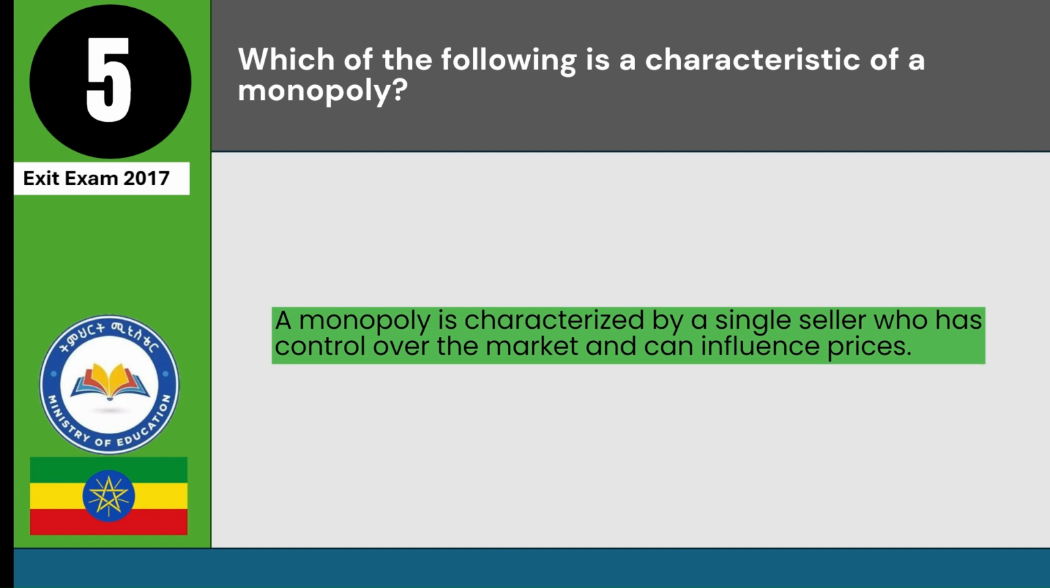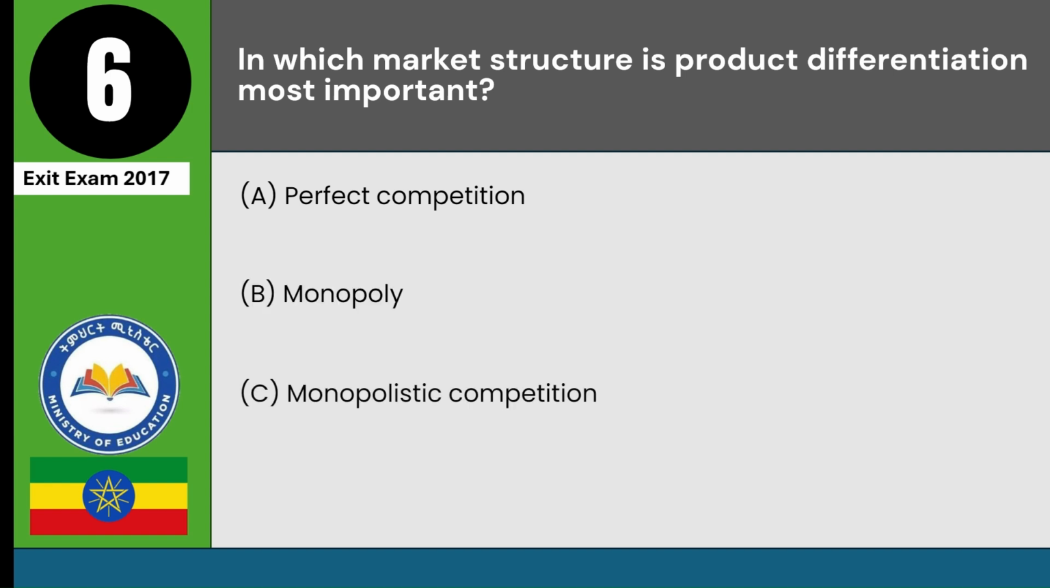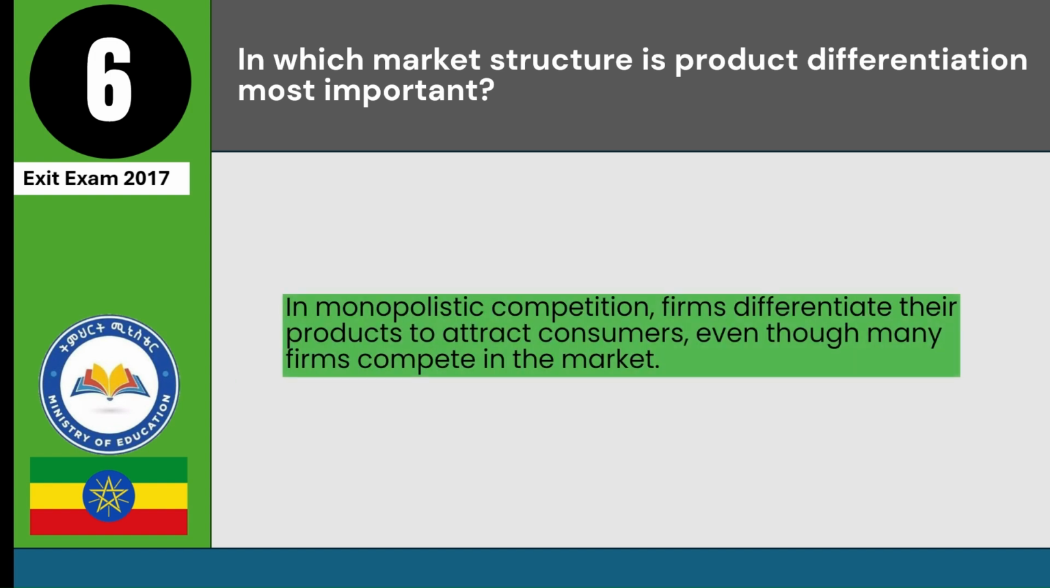In which market structure is product differentiation most important? A. Perfect competition. B. Monopoly. C. Monopolistic competition. D. Oligopoly. Answer: C. In monopolistic competition, firms differentiate their products to attract consumers, even though many firms compete in the market.